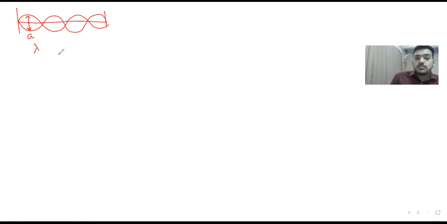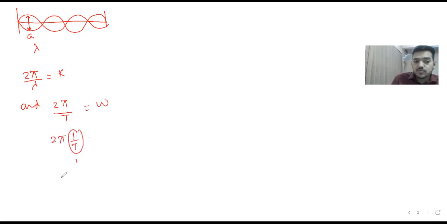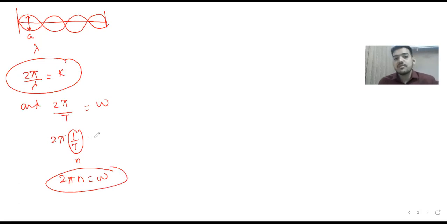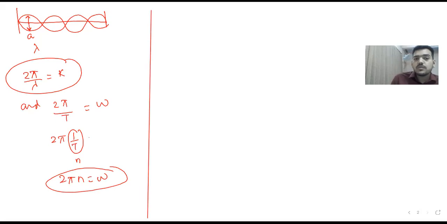Now we need to recollect some terms which we have studied in the past. We know that 2 pi by lambda is known as k, and 2 pi by T is known as omega. And 1 upon T is represented by n, so we can say that 2 pi n is equal to omega. We have to keep these two values in mind as we will require them in the further derivation. So let's go ahead. Now students, what are the equations of these waves?